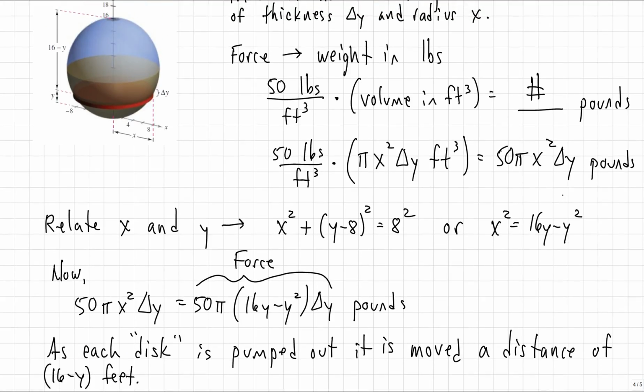So let's go look at the picture and see if we can figure out what we mean by that. Let's say you're grabbing the very top disk. It's got to move 8 feet to get out the top, so that'd be 16 minus 8, which is where the center of that top disc would be. But if you're at the very bottom, then you have to be pumped out all 16. So when y is 0, you're being moved 16 minus 0, 16. It's got to come all the way from the bottom out the top.